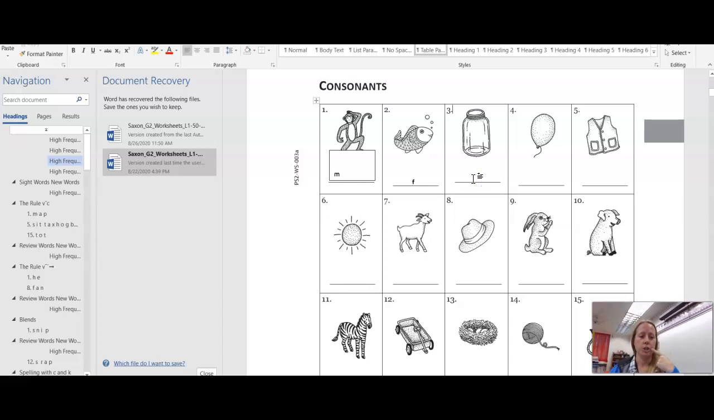Jar, j. Now it's not going to be f. Or sorry, not fish, I'm on jar. Jar, j, not j-r, it's a jar. So that sound for the letter J is j.